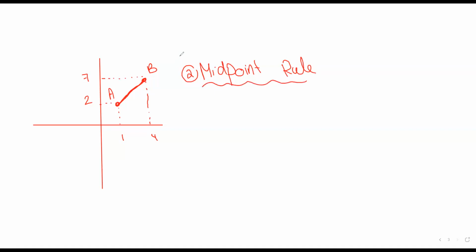What if I decided to walk from point A to point B, and in the middle I got tired and said I need to rest? Okay, the midpoint rule is simply a rule that will help me find the coordinates of the point that is exactly in the center of my line.